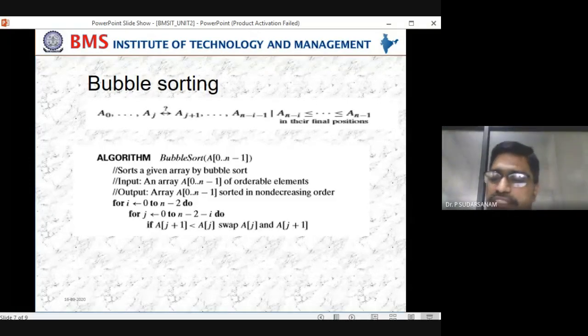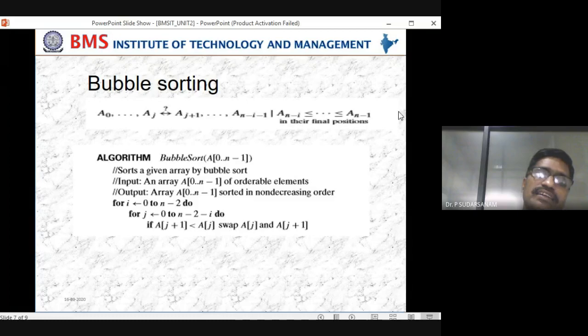Bubble sort also is a sorting technique. It works using a straightforward method, finding the maximum element and moving it into the last position. That is called the bubble sort. So finding the maximum element and moving it to the last.